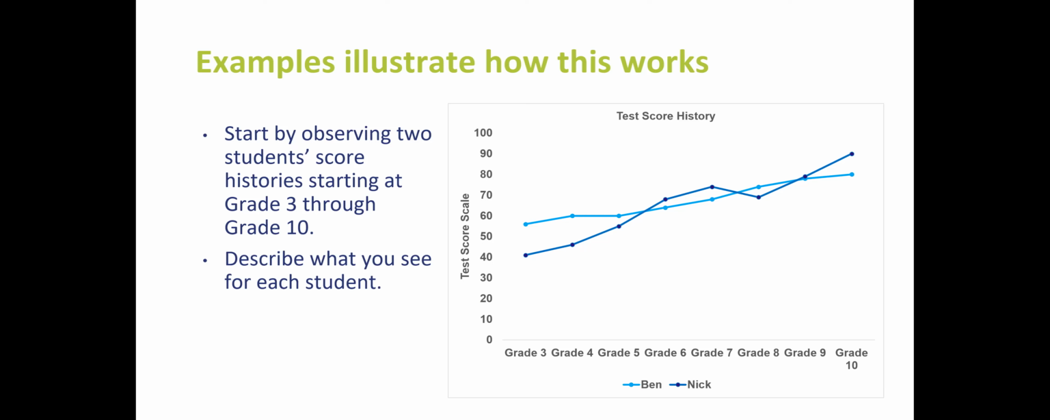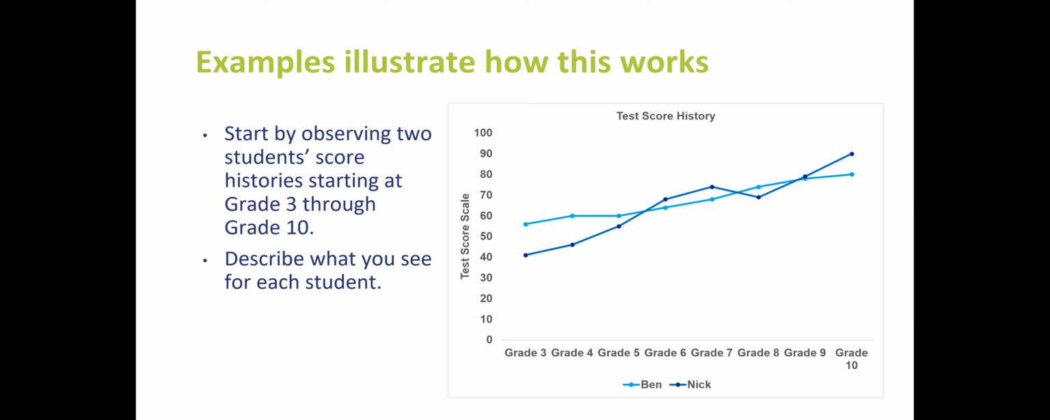We can contrast that with Nick, who starts in grade 3 at the slightly lower end of the achievement score scale, and has higher scores each year all the way through grade 7. The lines are slightly steeper each year through grade 7 if you're looking at Nick compared to Ben. And then in grade 8, Nick has a lower score compared to grades 6 and 7. And then in grades 9 and 10, Nick is scoring higher than prior grades.